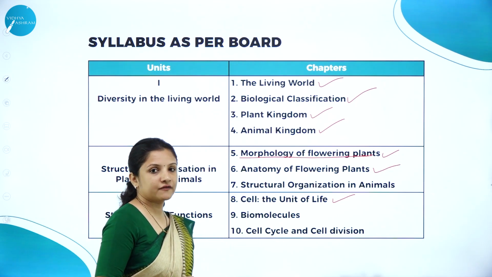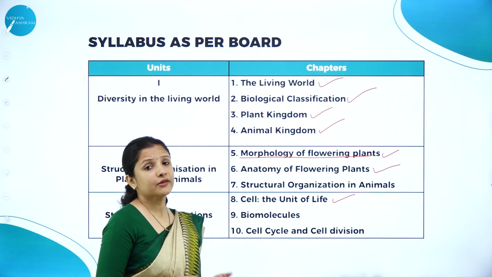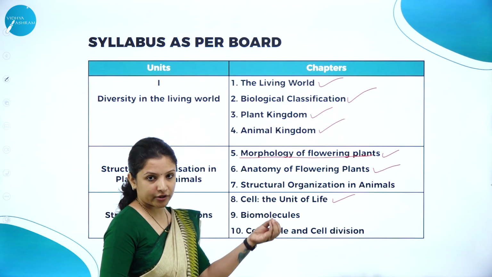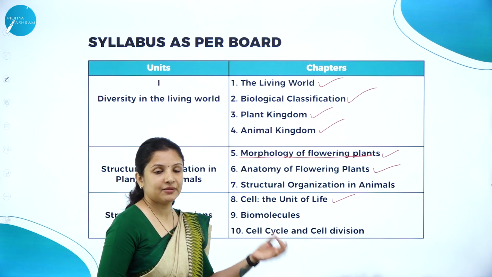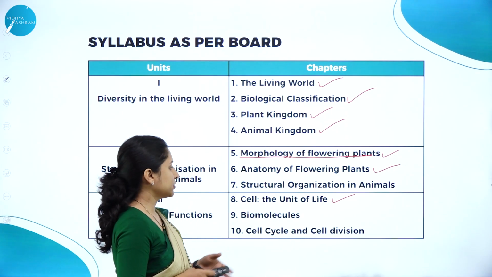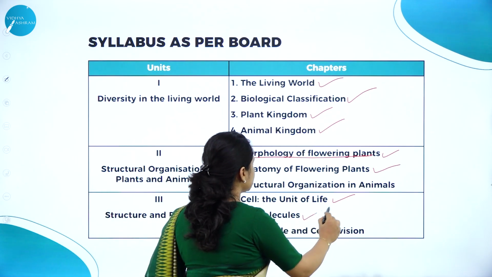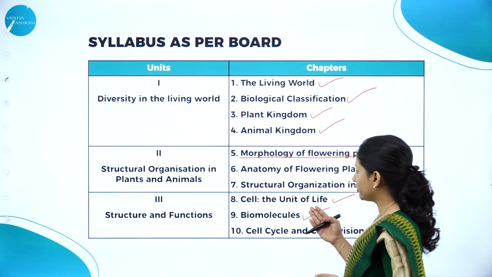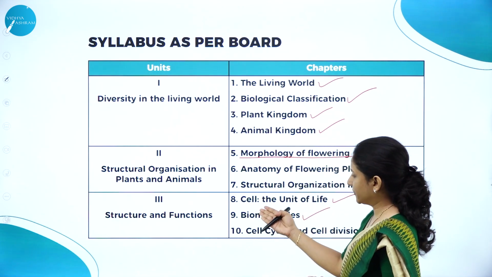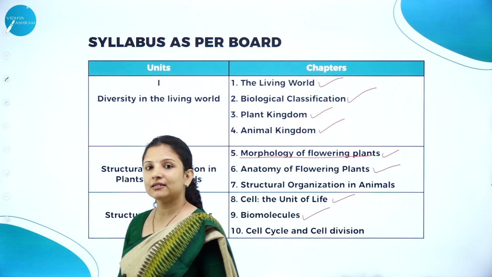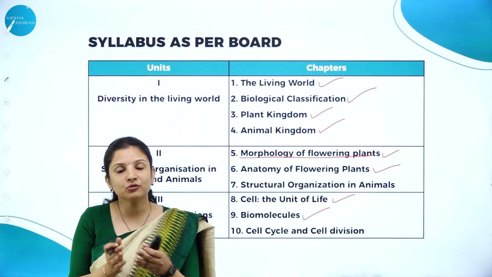So for functioning of the cell, for various pathways to occur in a body, you need to know what are the different biomolecules that are involved there, like fats, lipids, and proteins, carbohydrates. About all that you'll study under chapter 9, that is biomolecules. Now, because you know about cell and you know about biomolecules, they have kept the chapter 10, that is cell cycle and cell division.